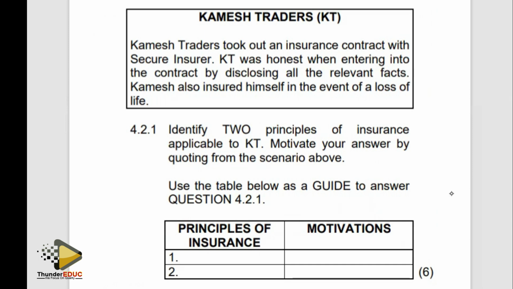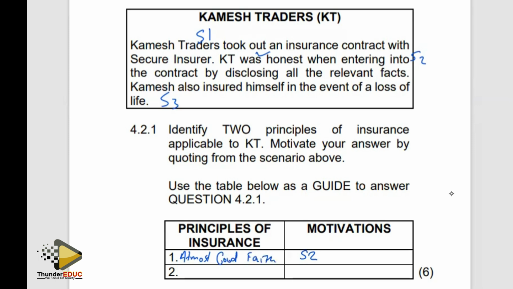Okay, right. So now we have sentence 1, we have sentence 2, then we have sentence 3. Okay, right. So now when we quote here, we see that KT was honest when entering into the contract, which is sentence 2. Remember, you write up the full sentence as it appears. So now this is nothing but utmost good faith.